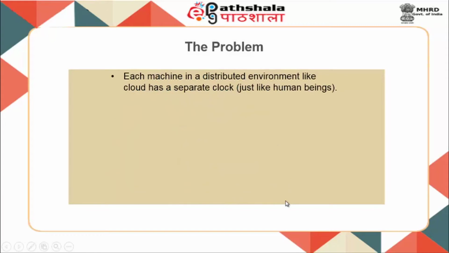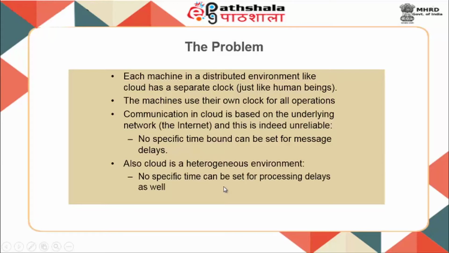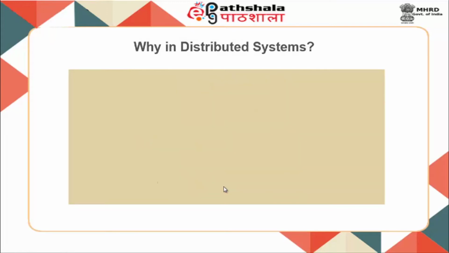So, first let us formally state the problem. What is the problem? Each machine in a distributed environment in cloud has a separate clock. The second one is the machines use their own clock for every operation. So, all local operations will be done based on the clock of the machine. Communication in a distributed environment like cloud depends on the internet and therefore, the underlying networking, and therefore, we do not have any specific time bound, and cloud is a heterogeneous environment. So, processing time cannot be predefined.